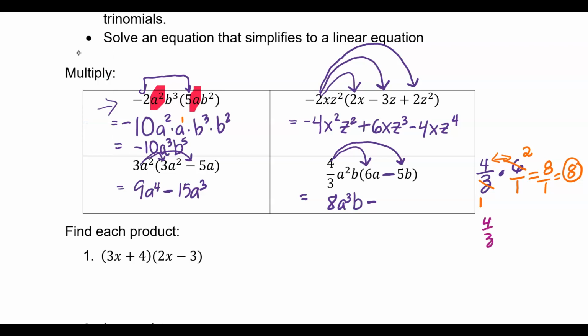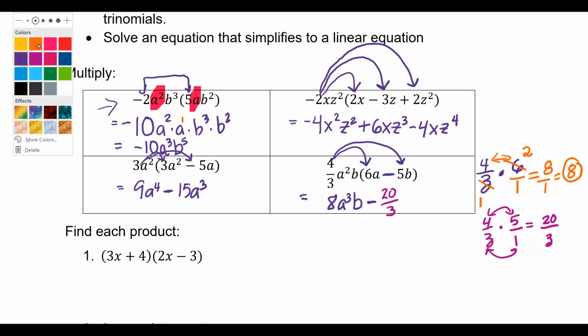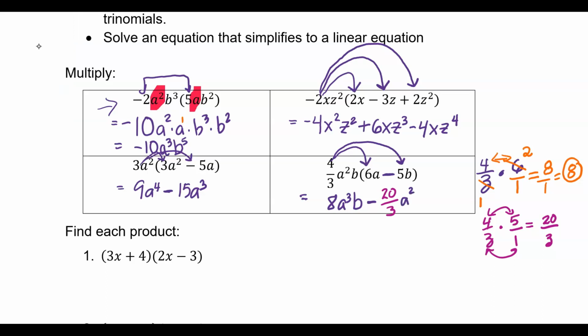4/3 times 5. We know that 5 is the same as 5 divided by 1. But notice here that we can't cross cancel like before. So we must multiply straight across. So 4 times 5 is 20 divided by 3 times 1, which is 3. So we have 20 over 3 right here. And when we multiply a squared times that, we get a squared, b times b, b squared. So this is our final answer.